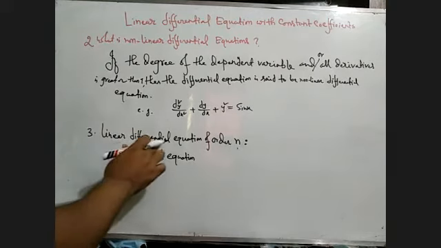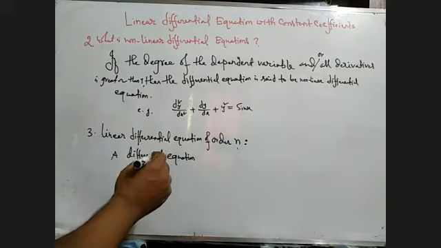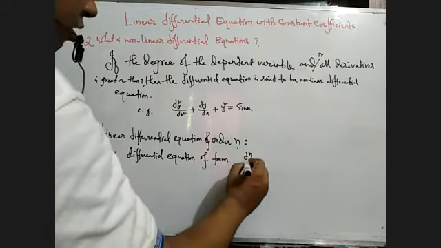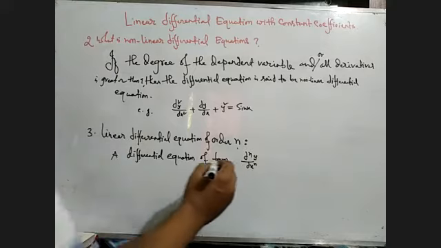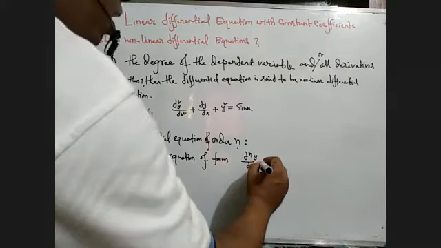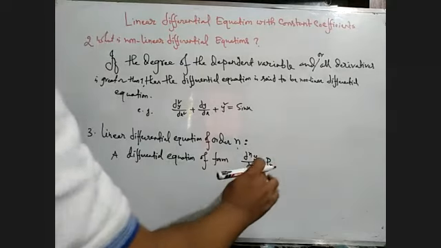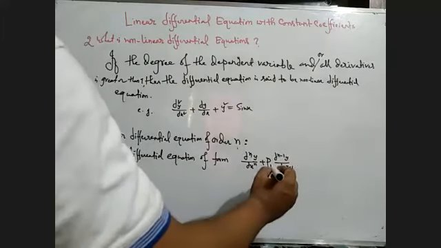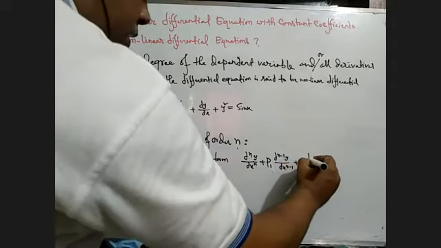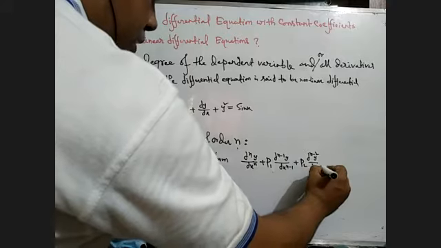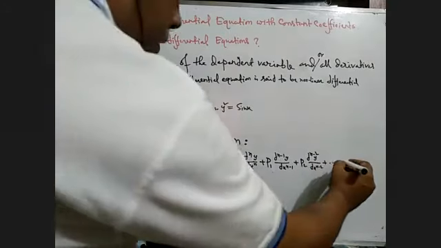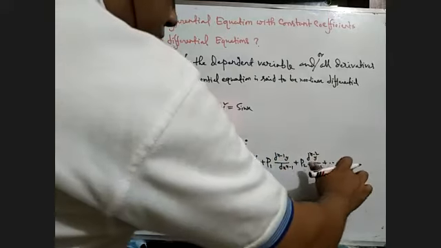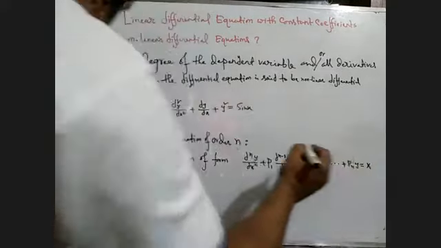So now, what is a linear differential equation of order n? The differential equation of the form d nth derivative of y with respect to the independent variable x, plus p1 times d n minus 1 of y by dx to the power n minus 1, plus p2 times d n minus 2 of y by dx to the power n minus 2, plus dot dot, plus pn times y, equals capital X.